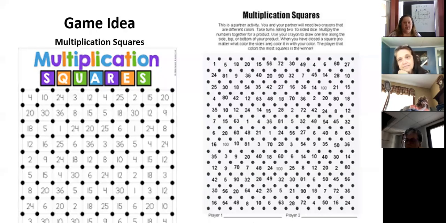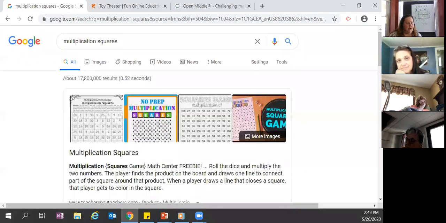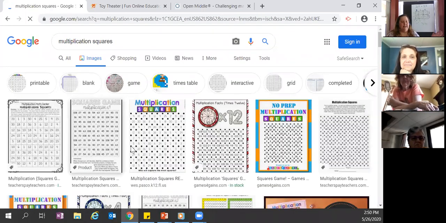Now, I did want to show you a place where you can get the die. Are you seeing my computer screen? Perfect. So again, here I just Googled multiplication squares, and you can see all kinds of images pop up. Some of these are paid sites, some of them are free. You just have to click around, but make sure whichever game board you pick is one that you have the right dice for.